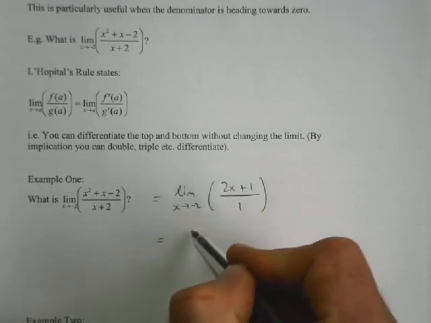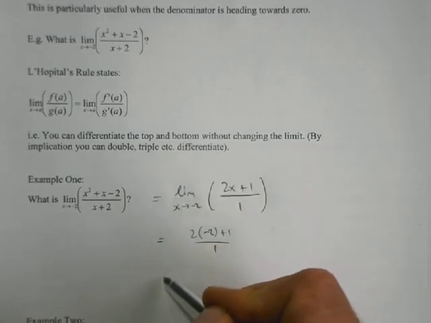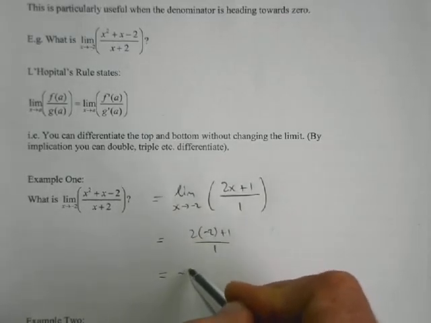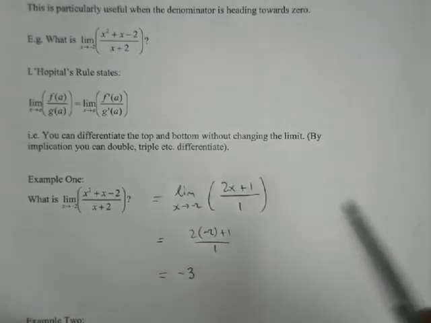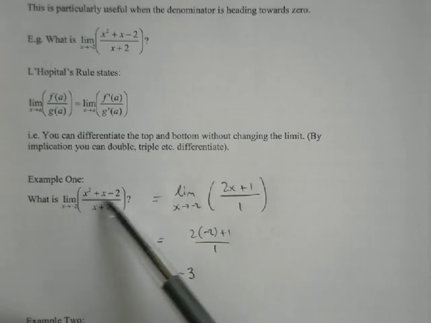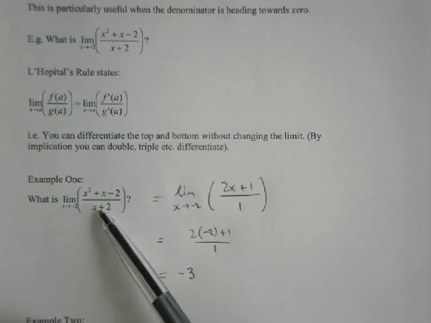If we substitute x equals negative 2 in, we get 2 lots of negative 2 plus 1 over 1. Negative 2 times 2 is negative 4, plus 1 is negative 3, divided by 1 is negative 3. So as x gets closer and closer to negative 2, this whole expression gets closer and closer to negative 3. It never quite arrives, because you can't have exactly x equals negative 2, but it's heading towards negative 3.